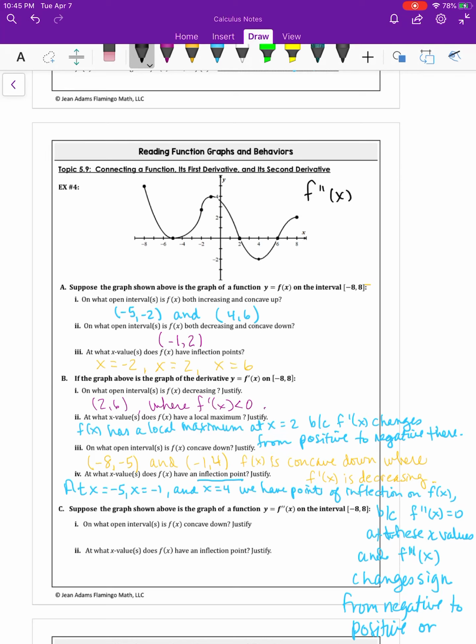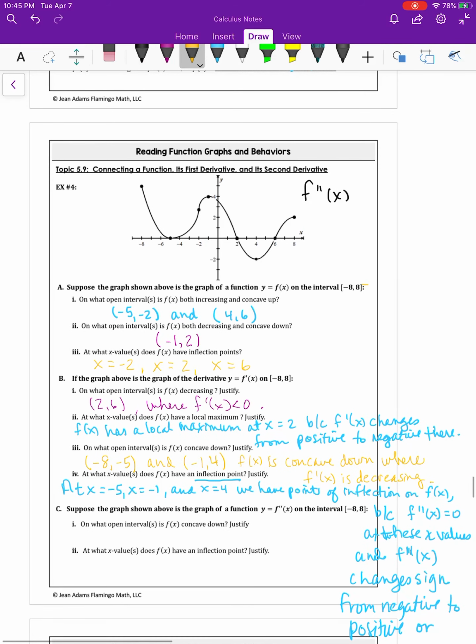On what open interval is f of x concave down if this is my second derivative? So think about it. If this is my second derivative, wherever my second derivative is negative is where I would have concave down. So I would have concave down, I'm just going to say, when f double prime of x is less than 0, f of x is concave down, comma. So it's going to be on the interval from 2 to 6.